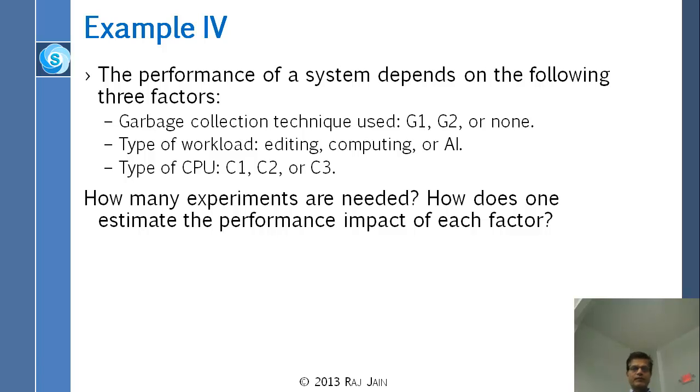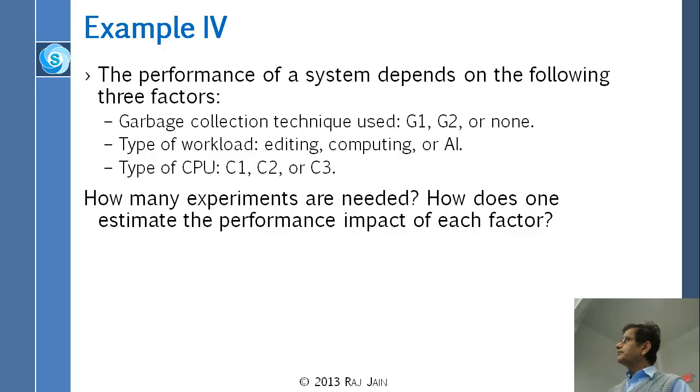So here's an example. Performance of a system depends upon the following 3 factors. Garbage collection technique. Anybody knows what is garbage collection? Some people know. Okay. So basically when you use the memory and the program goes away, the memory has to be somehow collected back. And generally the systems will wait for a time. Just like in our offices, they don't collect garbage every second, they collect in the evening. So there has to be a garbage collection cycle in the computers when they collect all the memory and put it back for use. Alright, so we have three techniques, G1, G2 or no technique.